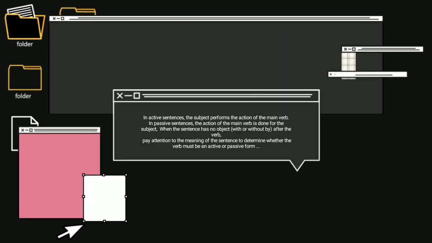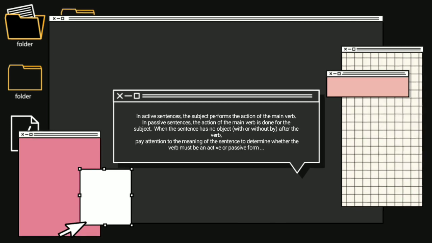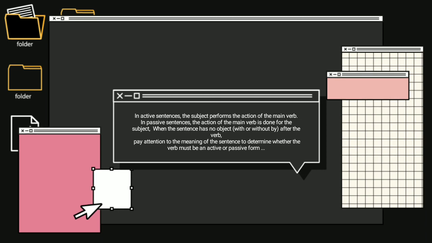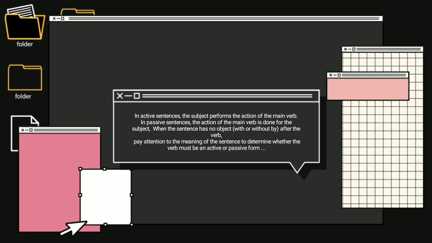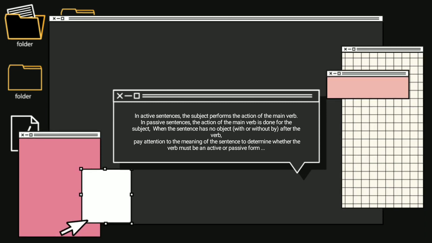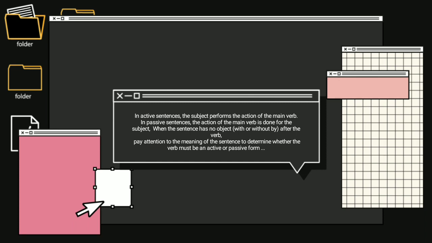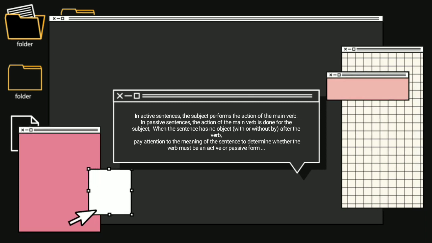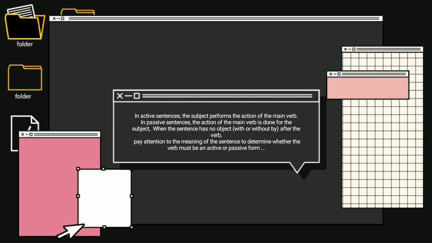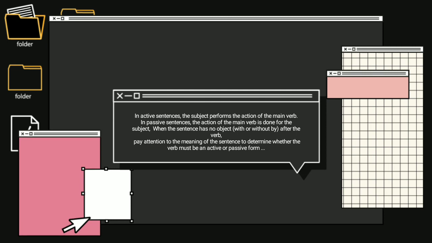In the active sentence, the subject performs the action of the main verb. In the passive sentence, the action of the main verb is done to the subject. When a sentence has no object, with or without by after the verb, the meaning of the sentence determines whether the verb must be in active or passive form. The explanation will be continued by my friend.